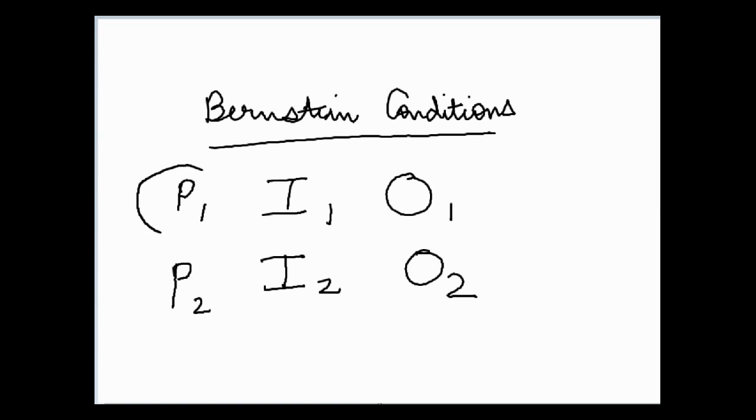If the Bernstein conditions are true, P1 and P2 will be two program fragments which will be able to execute parallelly and which will be independent of each other. The conditions are as follows. I2 intersection O1 should be equal to null. The input variables of the second program fragment intersection output variables of the first program fragment should be equal to null.